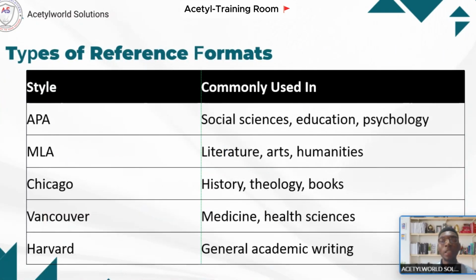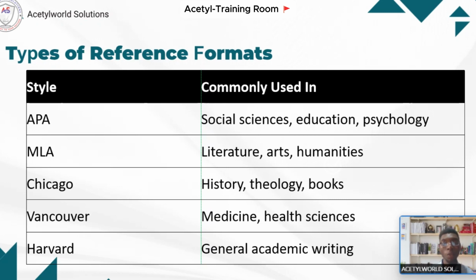Now, there are different types of reference formats. There is APA, that is American Psychological Association. This is commonly used in social science, education, and psychology. Also, MLA, also known as Modern Language Association. This is commonly used in literature, arts, and humanities. Also, Chicago. This is commonly used in history, theology, and books. Also, Vancouver. This is used in medicine and health sciences.